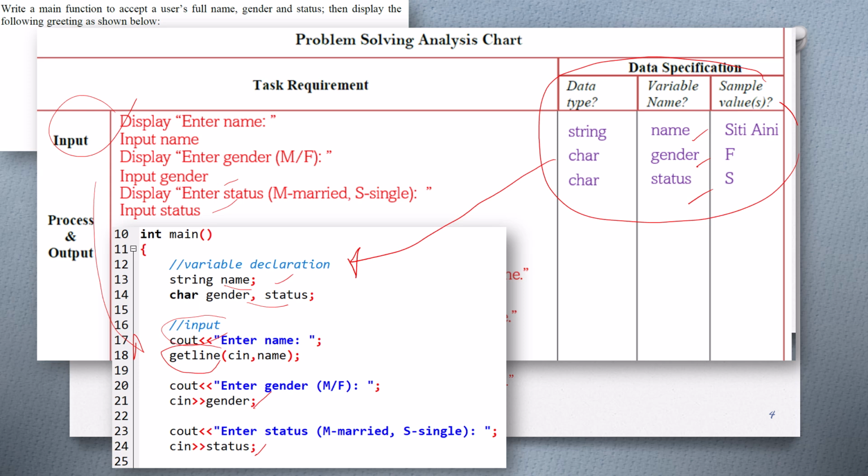For simplicity, I just consider the gender. I don't consider the status. Actually, we can determine whether the status is married or not for a gender of F, to determine whether you want to display Mrs. or Miss. But just to give you an example, we just base the greeting on the gender.